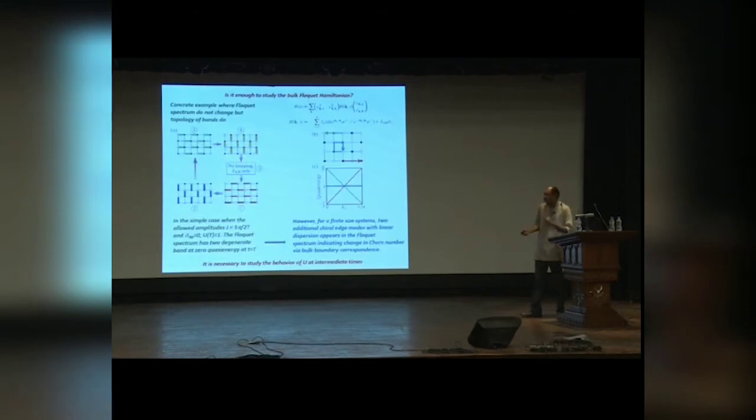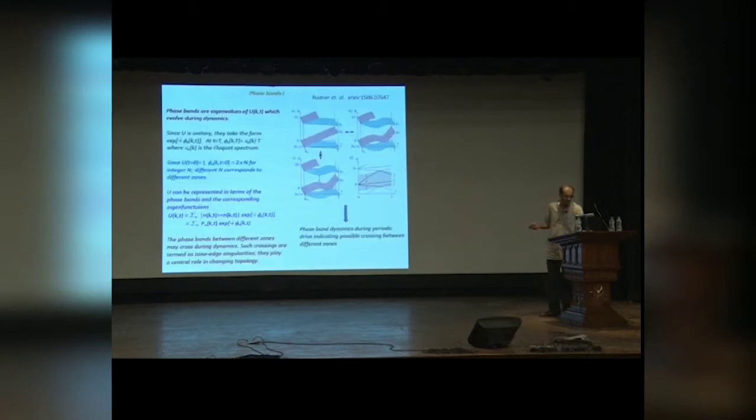And I'm not going to get into the details of this, but it turns out that when you study this kind of topological transition, it was shown that studying the Floquet Hamiltonian is not always enough, because a transition can take place between 0 and capital T. So it's necessary to follow what we call the phase bands, which are essentially eigenvalues of the unitary evolution operator themselves. Now this unitary evolution operator is a unitary operator, and therefore the phase bands have the following form.